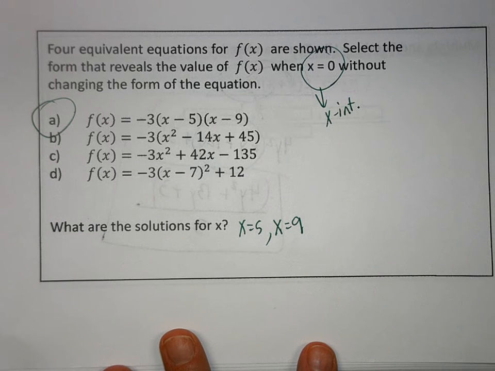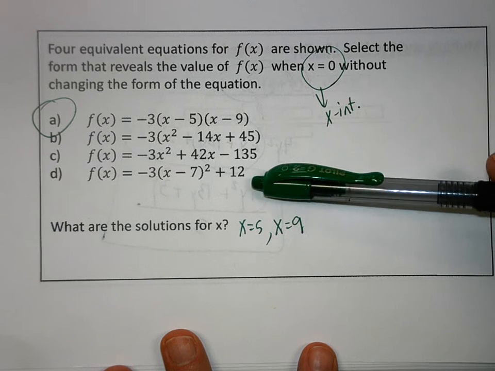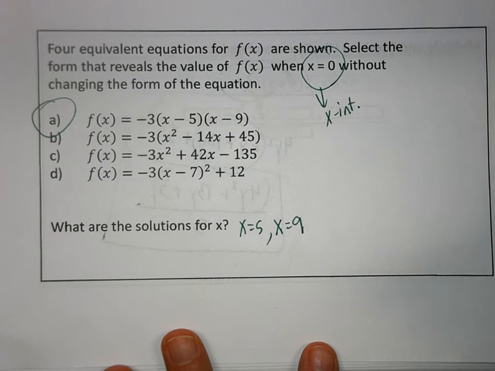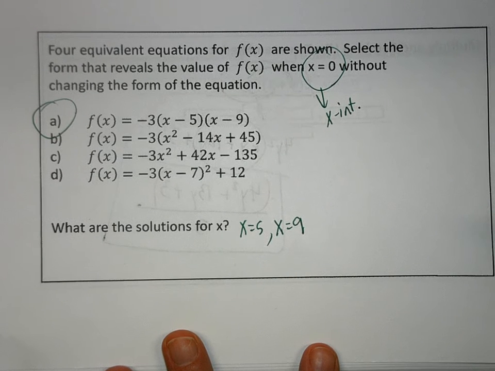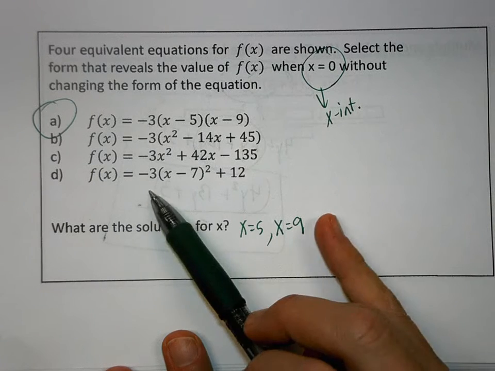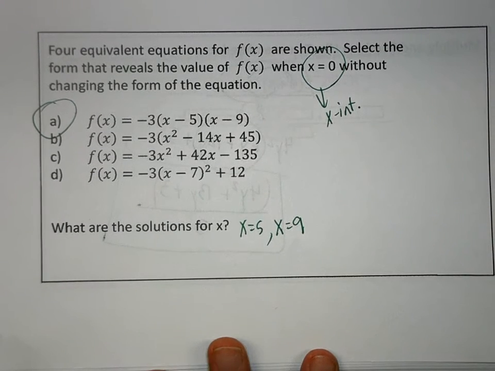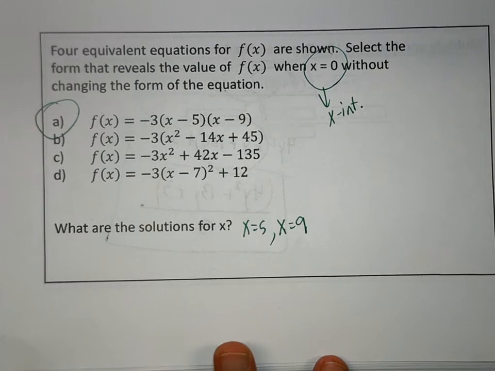D is correct. Okay? Your vertex is always your maximum or minimum value. In what direction would this graph be going? Down. How do we know it's going down? The A value is negative. Okay? Which means, is it a maximum or a minimum? Maximum. Because everything else is less.